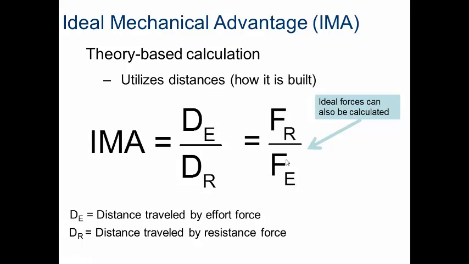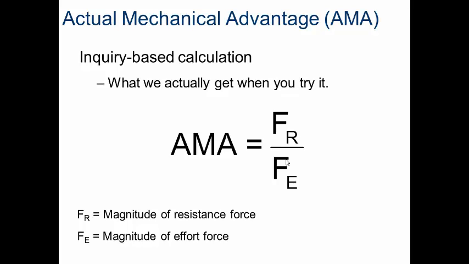An actual mechanical advantage is what you actually get when you go to use the simple machine. It takes into consideration things such as friction. To find your actual mechanical advantage, plug in the load that you're trying to lift and plug in the amount of effort required to lift that load.